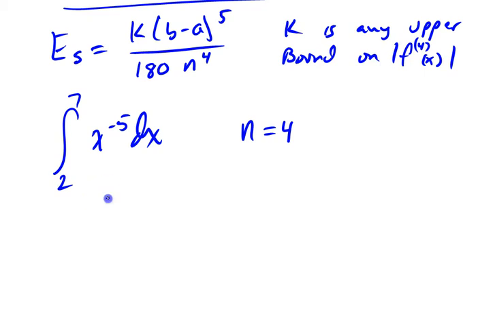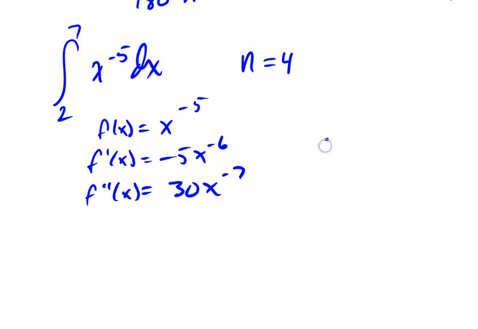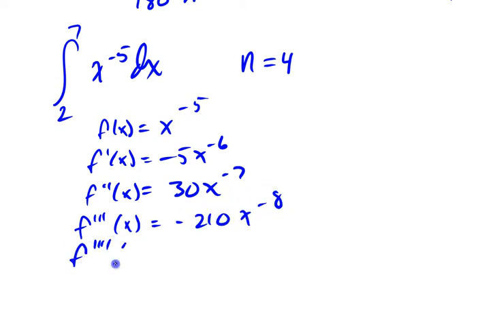So here we go. The function that we're dealing with here is x to the minus 5. So the first derivative is minus 5x to the minus 6. Second derivative is 30x to the minus 7. Third derivative is negative 210x to the negative 8. The fourth derivative is positive 1680x to the negative 9.